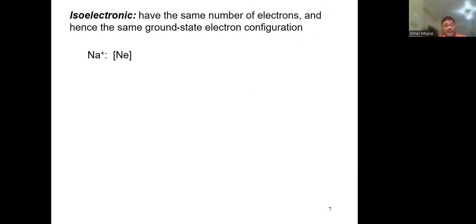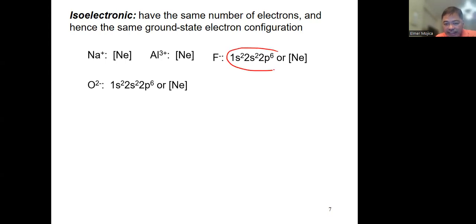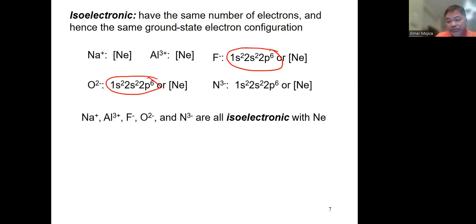So we could say sodium ion is isoelectronic with neon. Aluminum 3 plus is isoelectronic with neon. The fluoride ion is isoelectronic with neon. What does it mean? All of them have 10 electrons and all of them have the same electron configuration.